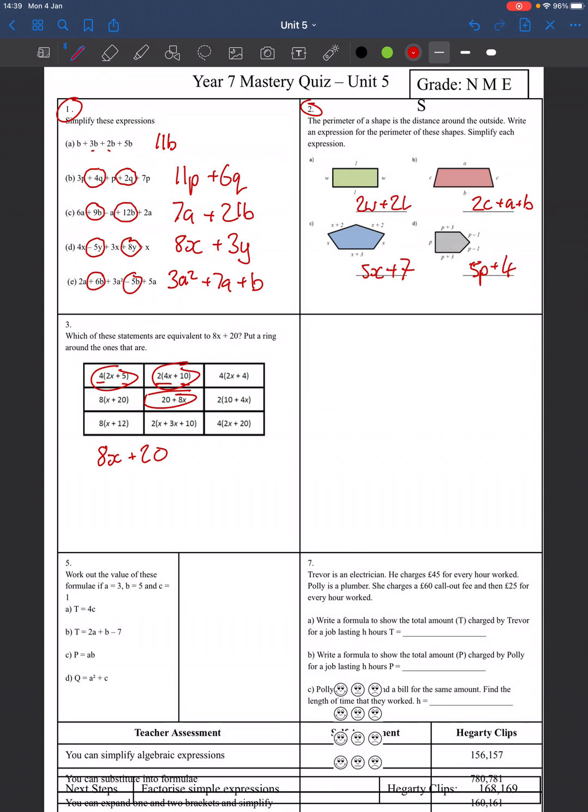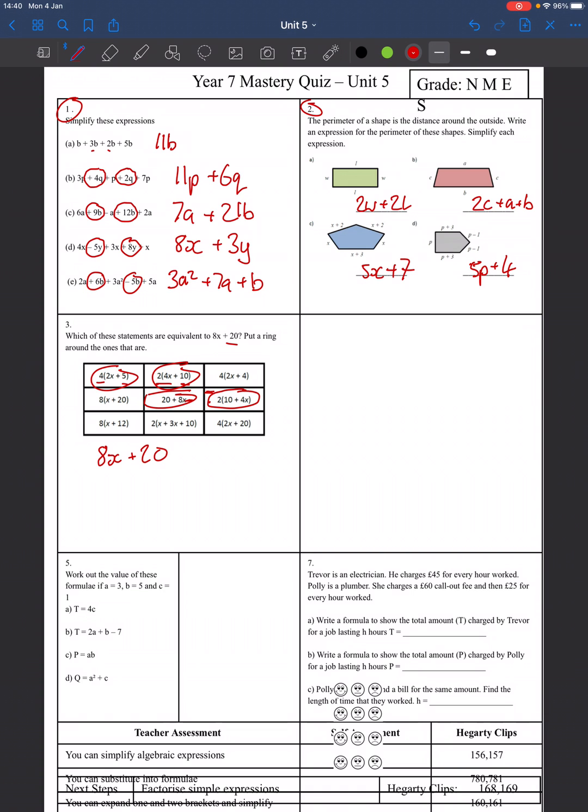This one here, I've got 2 times, and then this here, this is a bit tricky, isn't it? We've got 2 times 10, which is 20. We've got 2 times 4x, which is 8x. So actually, this is the same. And if you multiplied this one out, you'd get this one.